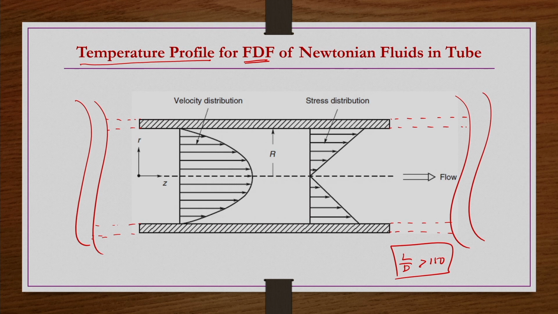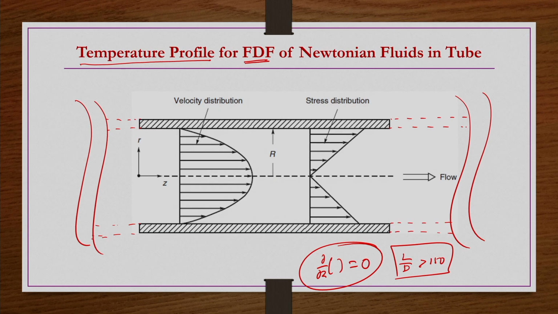Under such conditions the flow is fully developed, and we take only that region of the pipe in which the flow is fully developed. Fully developed means that in the flow direction, let us say the z direction, ∂/∂z of any velocity or vector components is going to be 0. That is what we have seen.